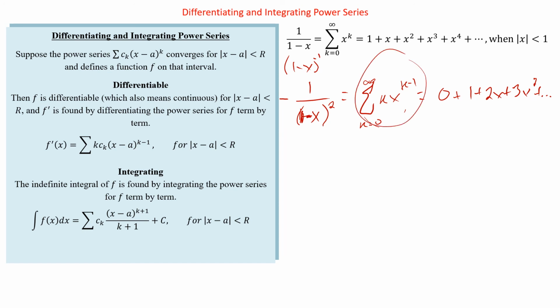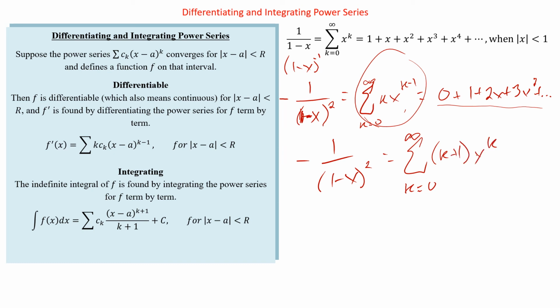This we could actually rewrite as a series: 1 over (1 minus x) squared is going to equal the sum from k equals 0 to infinity of (k plus 1) times x to the k, which really just adds 1 to each of those coefficients. So there's not much to it. And that would be if we had this 1 over (1 minus x) squared that we wanted to write as a power series instead of a function.